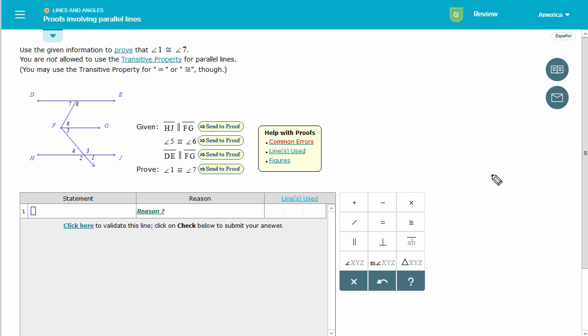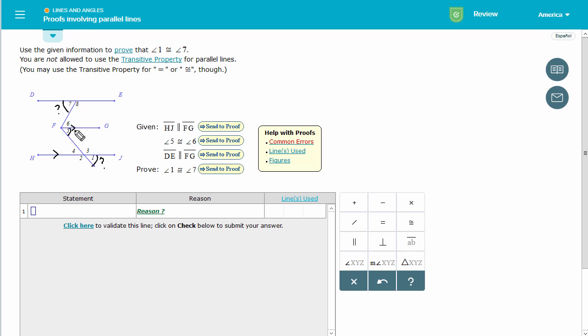Okay, so here we have a slightly more complicated proof. Our goal is to show that angle 1 is congruent to angle 7. And we're given that segment HJ is parallel to segment FG.